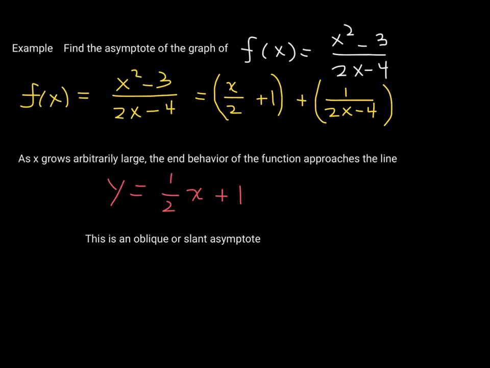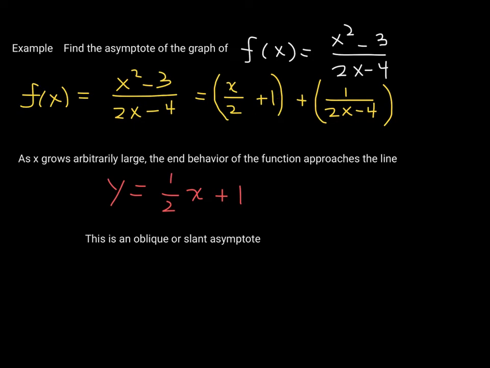So what we see is that as x values grow arbitrarily large, as x approaches infinity and negative infinity, the end behavior of the function approaches a line. It approaches this quotient. Because keep in mind, as x values grow really large, folks, this numerator's fixed at 1 and the denominator's growing, right? And so this remainder is approaching 0, so it's becoming insignificant. And the end behavior of the function is approaching this linear expression or this line.